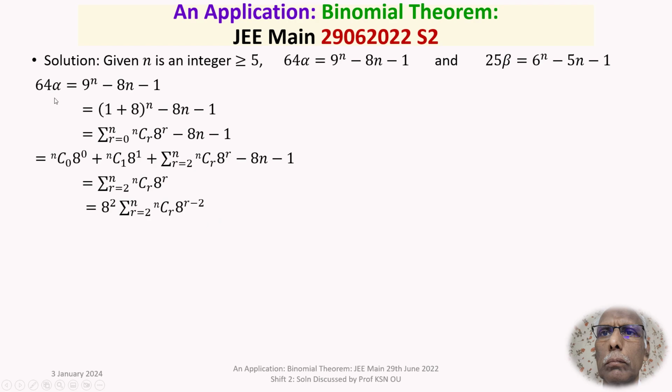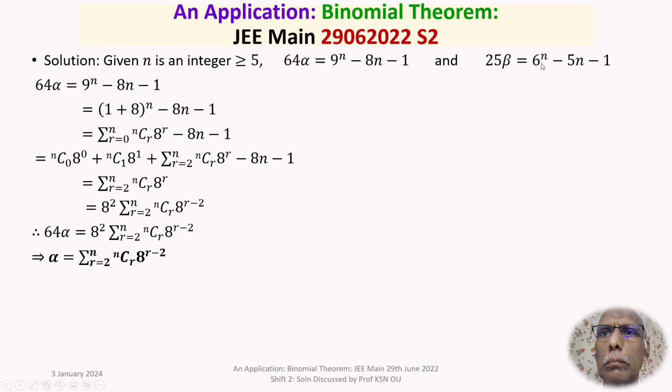So now what we have is 64 alpha is equal to 8 square into sigma r is equal to 2 to n nCr into 8 power r minus 2. So this 8 square and 64 cancel, and we will be getting alpha is equal to sigma r is equal to 2 to n nCr into 8 power r minus 2. Agreed. Now similarly we take the second one.